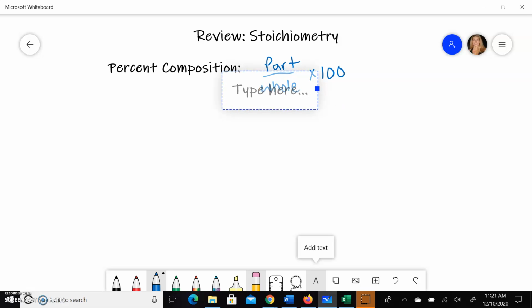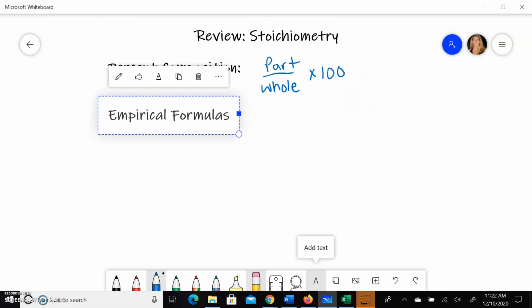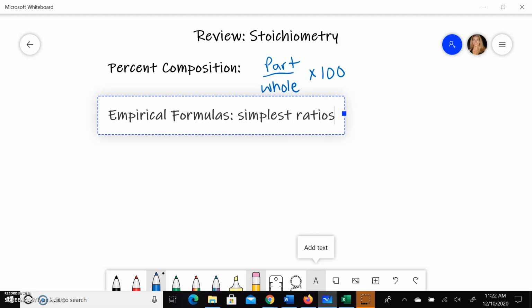The next type of calculation that we did is called empirical formulas. Empirical formulas you need to know first are the simplest ratios. So for ionic compounds, they are always going to be empirical because we always simplify the ratio. But for covalent compounds, like if you're talking about the sugar that you did in photosynthesis in biology, it's C6H12O6, that is not a simplest ratio. So that is not considered to be an empirical formula.